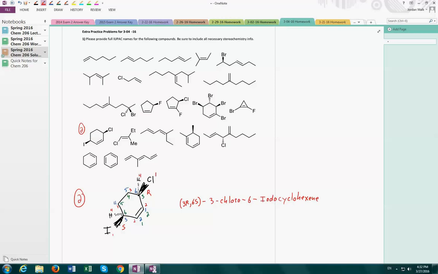Now, could we assign an E/Z label to it? Yeah, absolutely. It's definitely a Z double bond, but we just don't have to call it a Z double bond because everyone's going to know that it must be a Z double bond if you were talking about it. So, yeah.